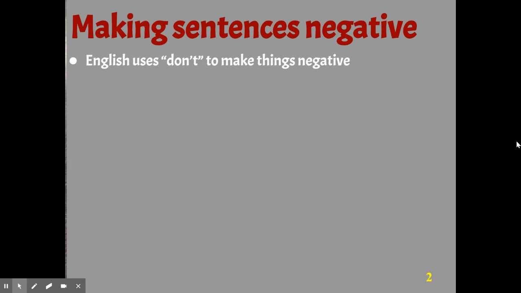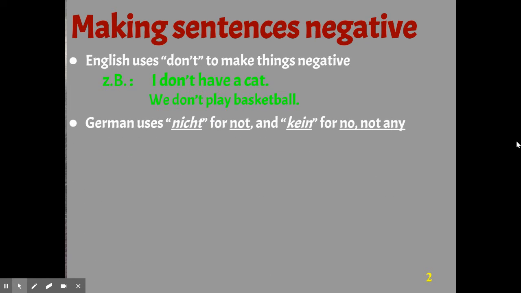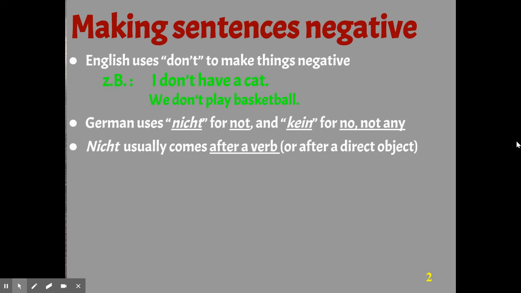So when we make sentences negative in English, we use the word don't or doesn't to make them negative. For example, I don't have a cat. We don't play basketball. In German, you're going to use nicht for not and kein for no or not any.